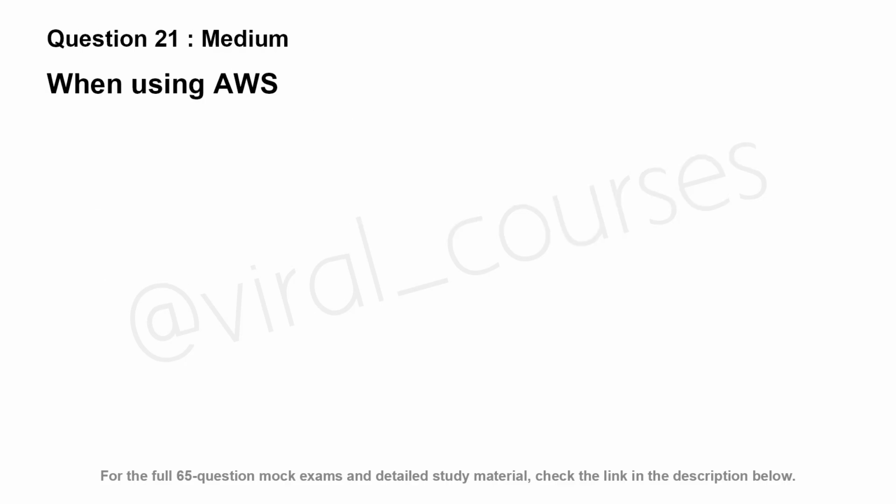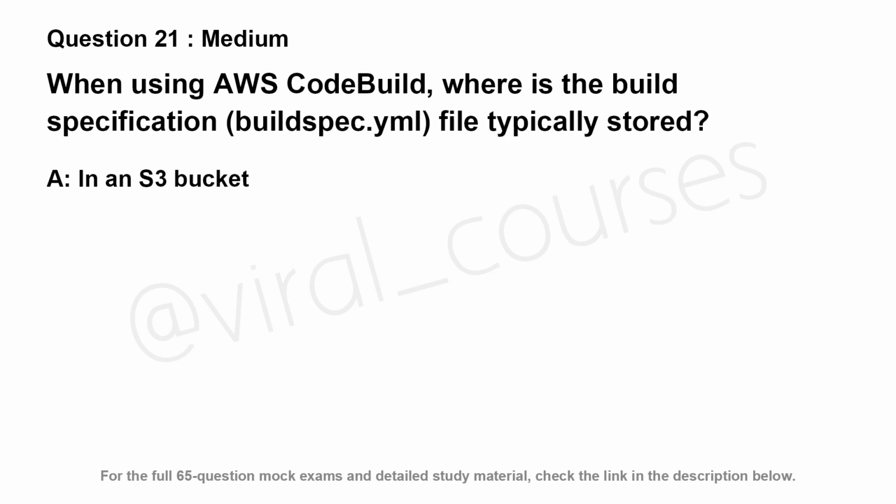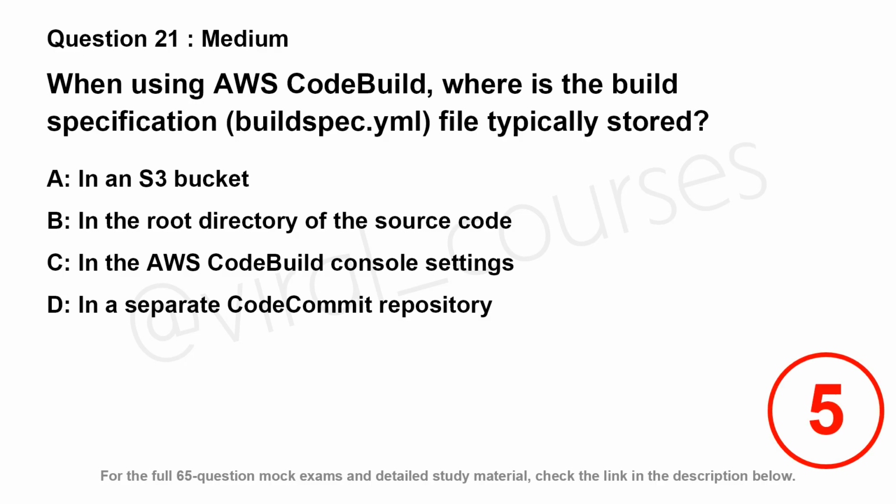When using AWS CodeBuild, where is the build specification, buildspec.yml, file typically stored? Option A. In an S3 bucket. Option B. In the root directory of the source code. Option C. In the AWS CodeBuild console settings. Option D. In a separate CodeCommit repository.